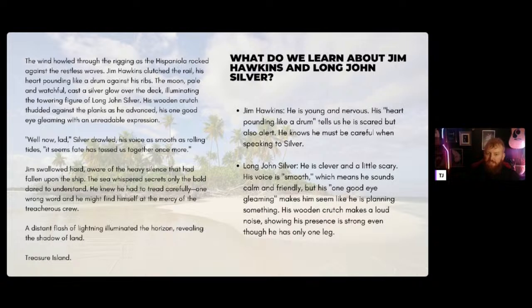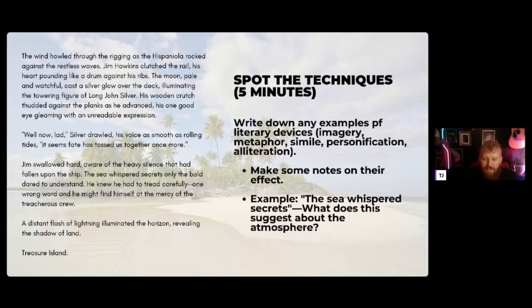Okay, so here's some ideas just to get you thinking. Obviously, Jim is young, nervous, his heart pounding like a drum. That tells us he's scared, but he's also alert. He knows he's got to be careful when he's speaking to Silver. Long John Silver, well, he's clever. He's a little bit scary. His voice is smooth, which means he sounds calm and friendly, but his one good eye gleaming makes him seem like he's planning something. The wooden crutch makes a very loud noise as well, so that shows his presence is very strong, even though he's only got one leg. So, just some things to get you thinking there about character.